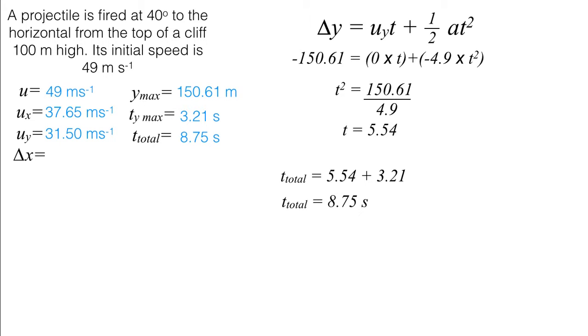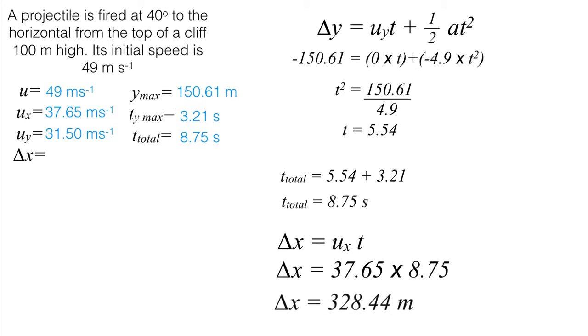Now that we've got the total time, we can put it into our delta x equation, and boom, we've got the total displacement, which is 328.44 meters. Obviously, once again, you can use this sort of method to solve any of these type of problems, but sometimes you're given some things and not others. So you might have to do these equations in a different order, but they're all pretty much the same thing.